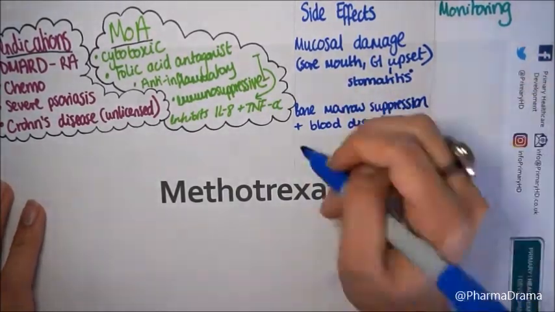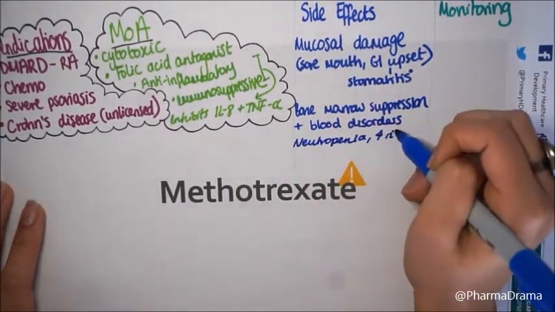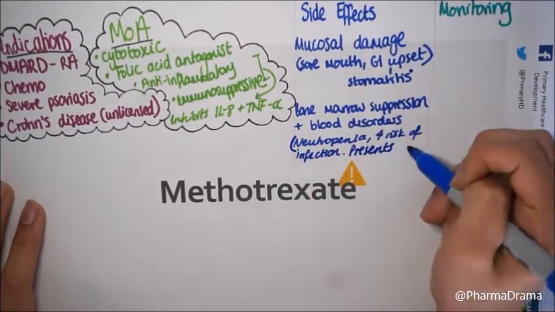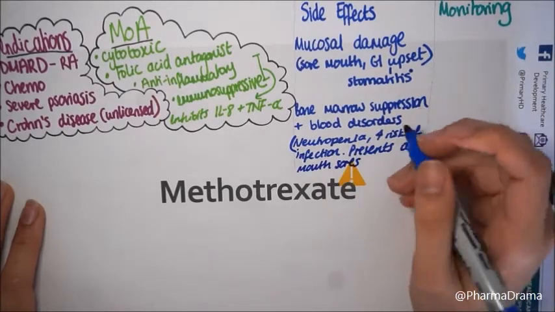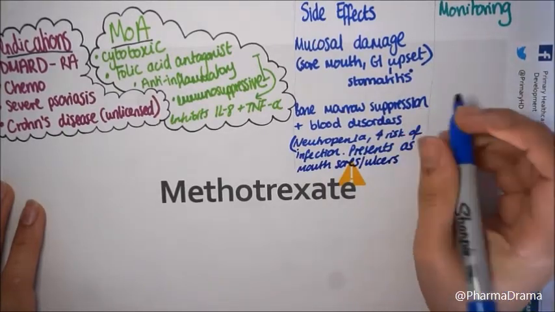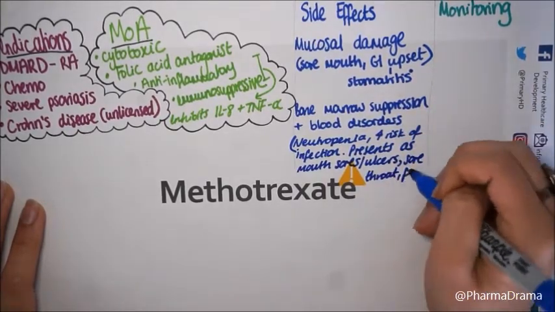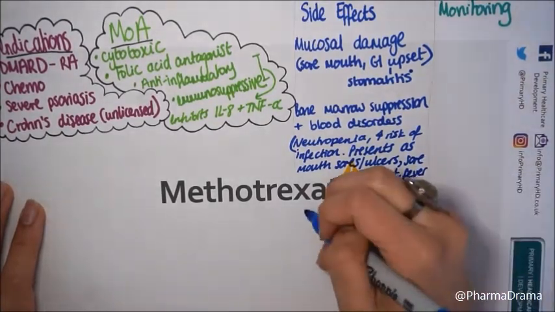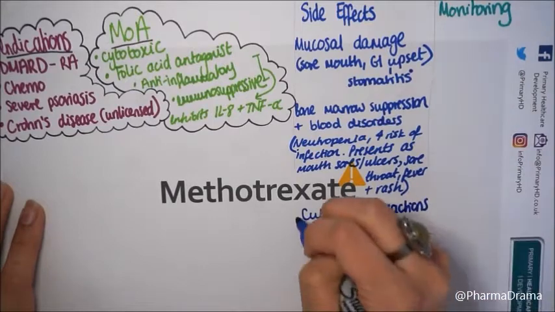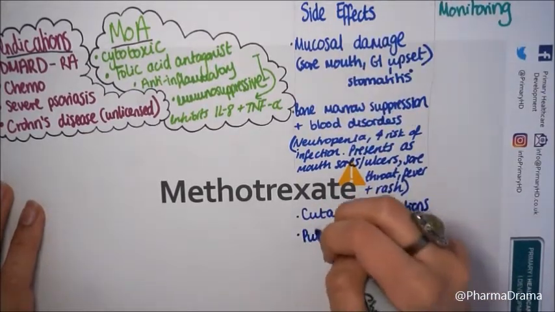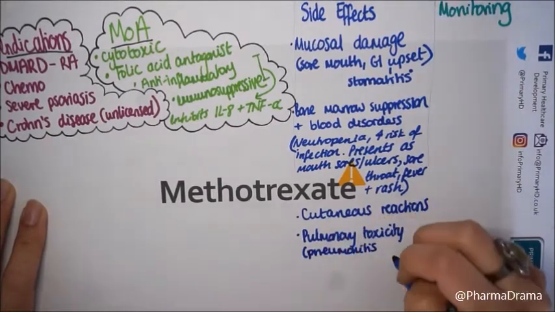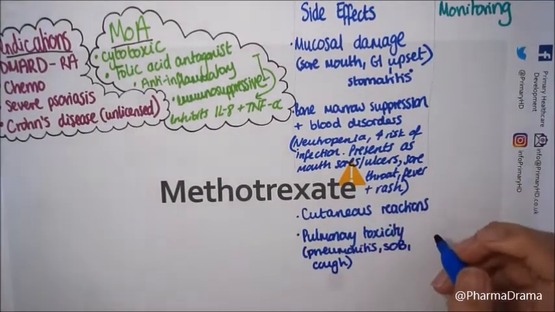Bone marrow suppression and blood disorders, so neutropenia, increased risk of infection. This can present as a sore throat, bruising, mouth ulcers, fever and rash, and these are red flag symptoms to alert the patient about. Rarely it can cause cutaneous reactions and pulmonary toxicity or pneumonitis, so this presents as shortness of breath and cough, and long-term use can cause pulmonary fibrosis.